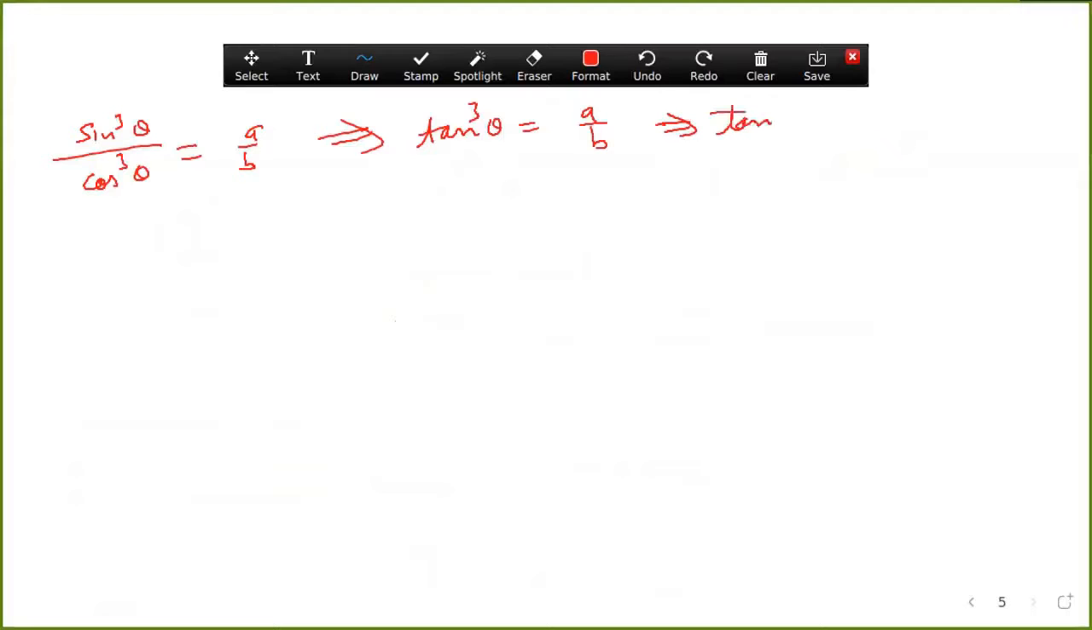Let's write it down. That comes out sine cube theta upon cos cube theta is equal to a upon b, or you can say tangent cube theta is equal to a upon b. Or tangent theta is equal to the cube root of a upon b. If tangent theta is this one, or you can say this is a to the power 1 by 3 and b to the power 1 by 3. What is tangent?